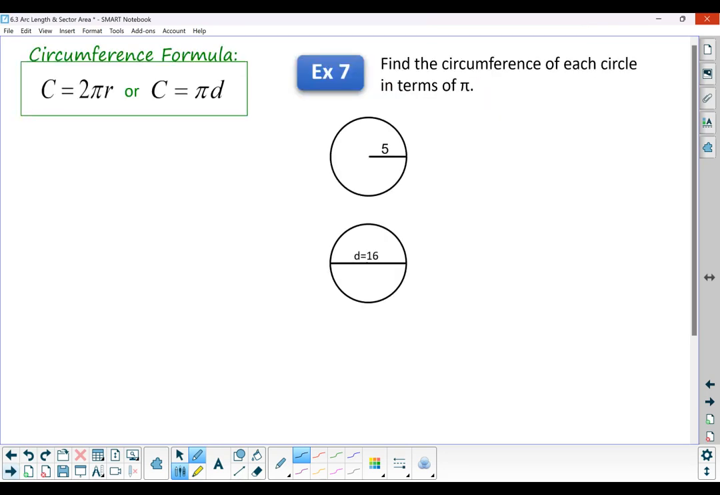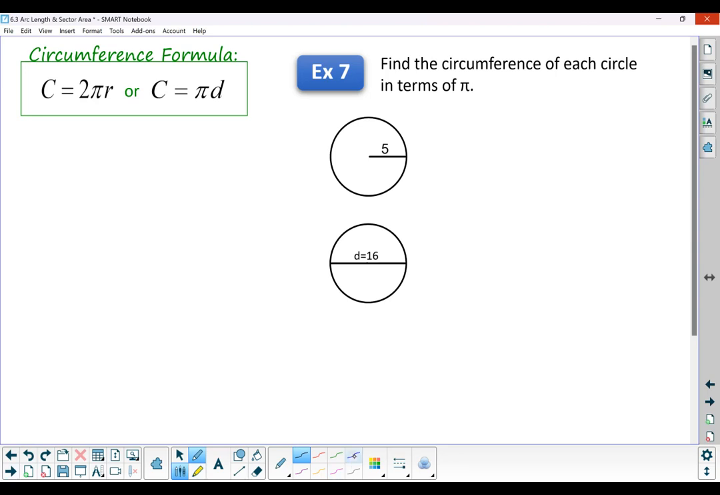Arc length is related to circumference. Circumference is the perimeter of the circle. So we're going to practice the circumference formula a little bit and then talk about arc length. The circumference formula for a circle is that the circumference is equal to 2 pi times the radius, or pi times the diameter. Those equations are equivalent to each other.